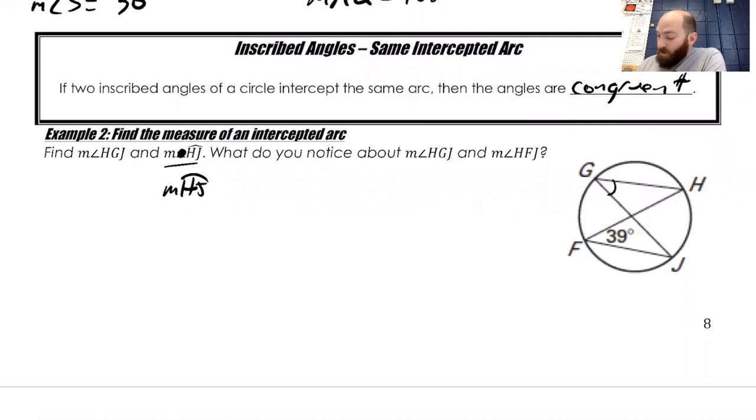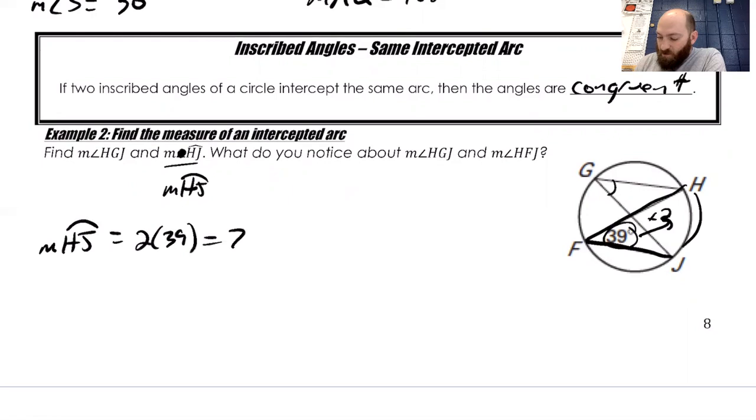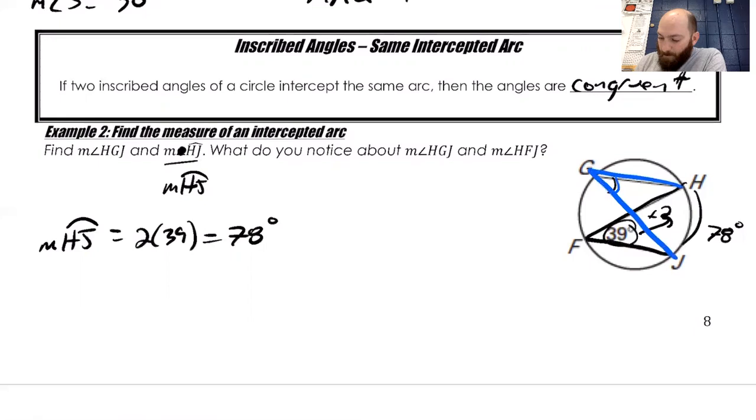So here's what I need to do. I'm going to take the 39 here, and that is inscribed to that. So arc HJ is going to be double that one. So the measure of arc HJ is 2 times 39, which is equal to 78 degrees. Now that I have 78 degrees here, I'm going to look at this angle HGJ. Well, that angle intercepts the same arc. So therefore, the measure of angle HGJ is 1/2 of 78.